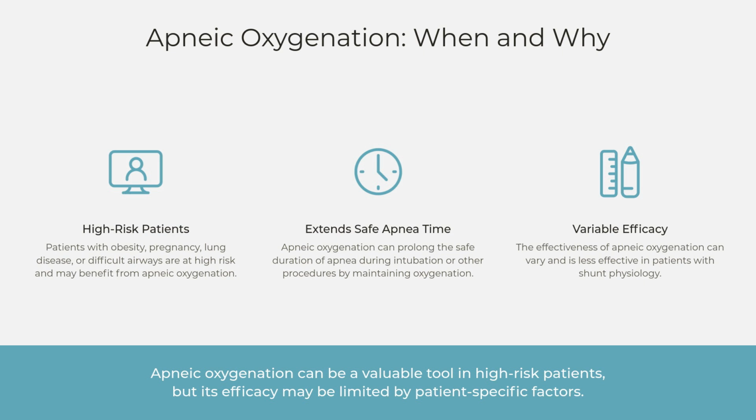It's not equally effective in all patients. For instance, conditions like pulmonary fibrosis or shunt physiology, where blood bypasses oxygenated alveoli, can limit its impact. Despite this, it's a low-risk technique that serves as an extra safety net for vulnerable patients.